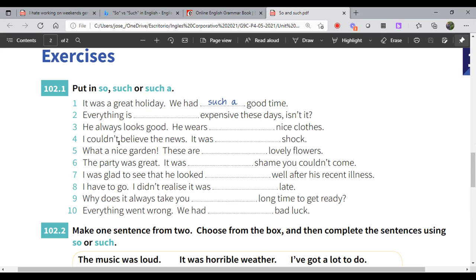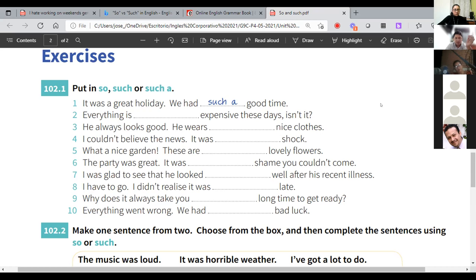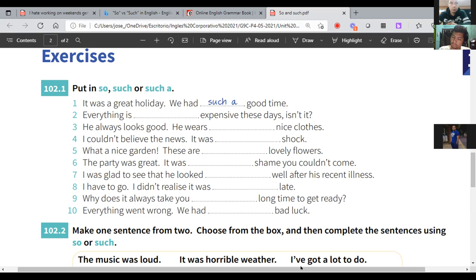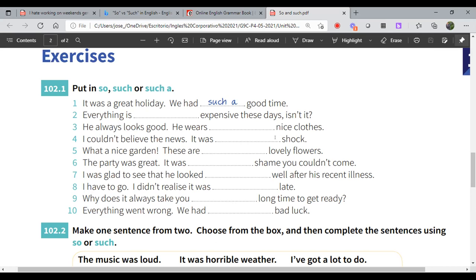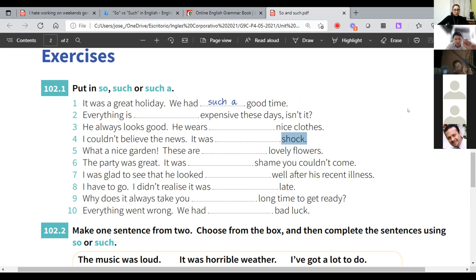Number four. I couldn't believe the news. It was so... No. A good try. All right. It was such a shock. Such a shock. Fue una gran sorpresa. Sería so si estuviera aquí: it was so shocking, ¿verdad? Fue impactante. Pero en este caso no. Usted está diciendo, fue una gran sorpresa.